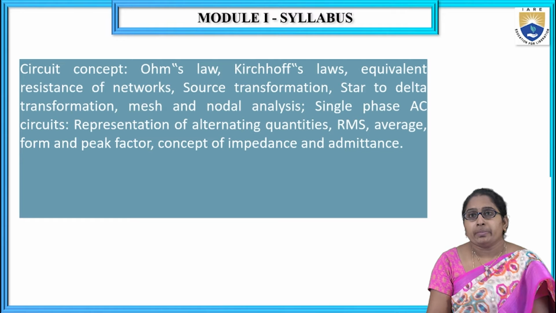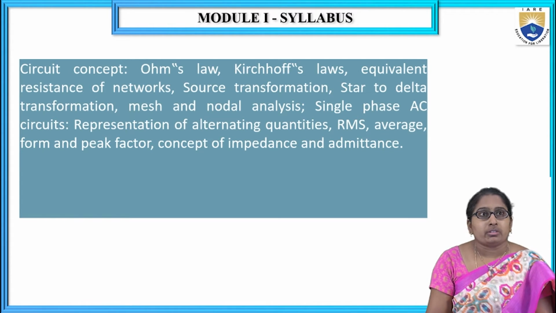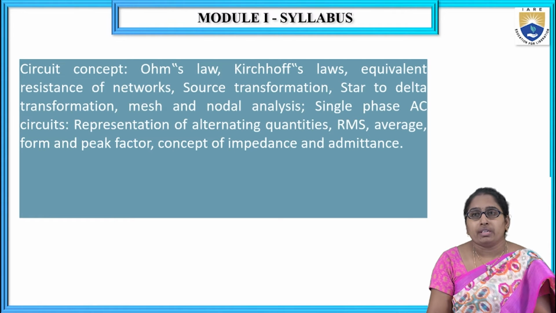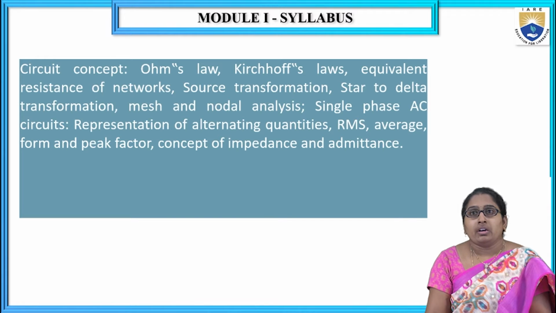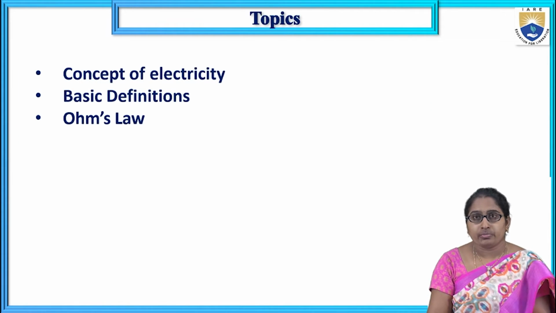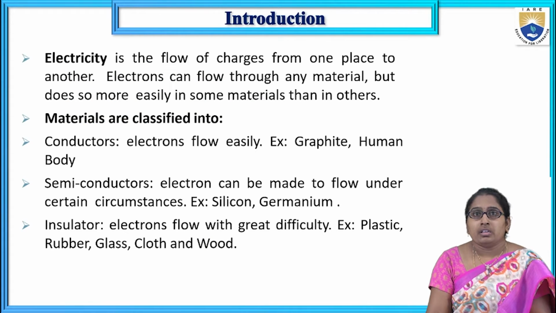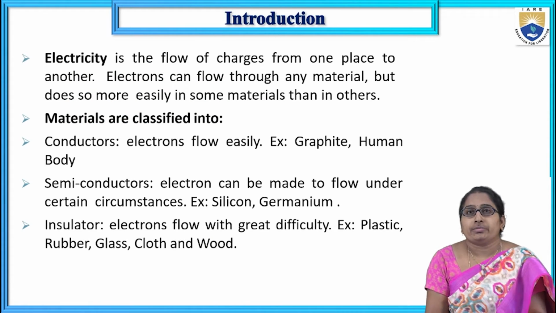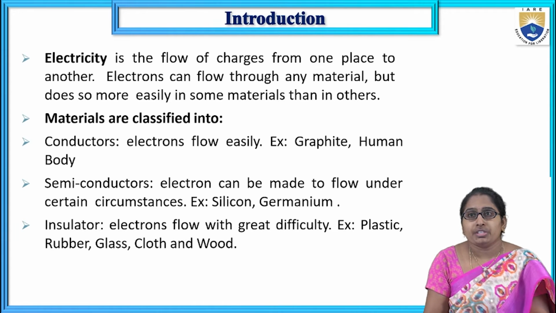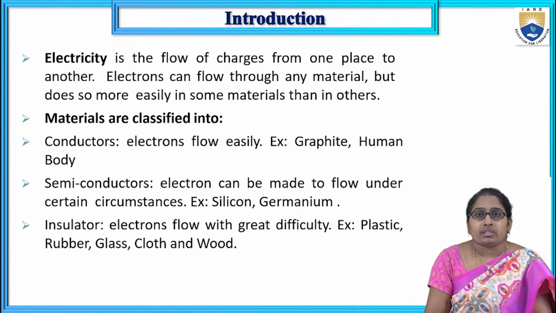Basically, what is meant by alternating signal, and related to that, its RMS value, average value, form factor, peak factor, and related parameters like impedance and admittance. First, I'm going to talk about what is meant by electricity, then basic definitions, then Ohm's law. Electricity is defined as the flow of charges from one place to another.